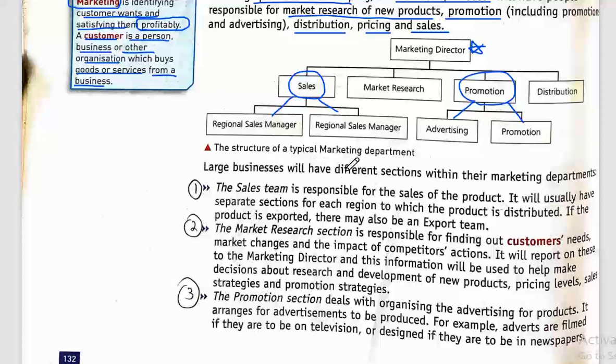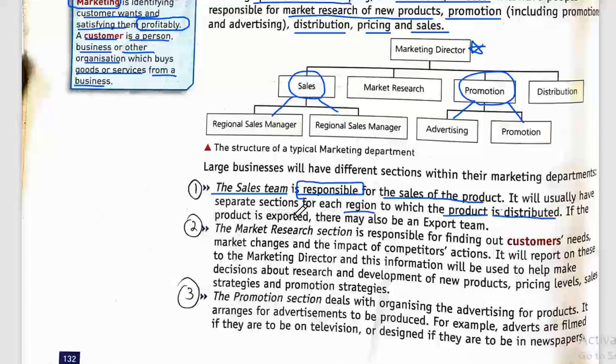Large businesses will have different sections within the marketing department, and these are the sections. The first section is the sales team. For each section, we are going to explain the responsibilities that this team is supposed to handle. They are responsible for the sales of the product. They usually have separate sections for each region to which the product is distributed. The sales team is responsible for specific areas where they will distribute the product of the business. If the product is exported, there may be an export team.